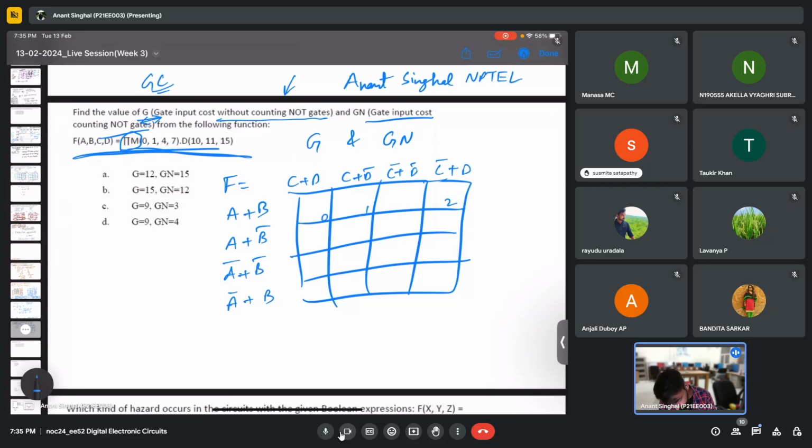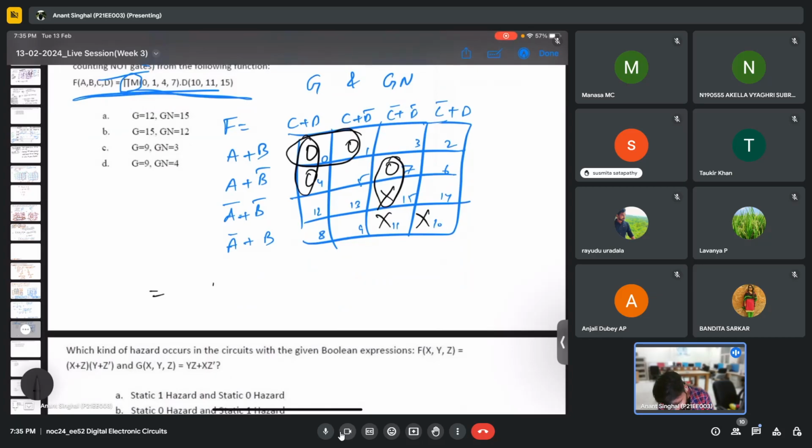So again 0, 1, 2, 3, 5, 6, 7. We have 0, 1, 4, 7. Since this is a max term, I'll write 0, 4, 7, and then 10, 11, 15 are don't cares. So what will be the expression here? I guess this is the only possibility, that we have three pairs. Please correct me if I'm wrong.